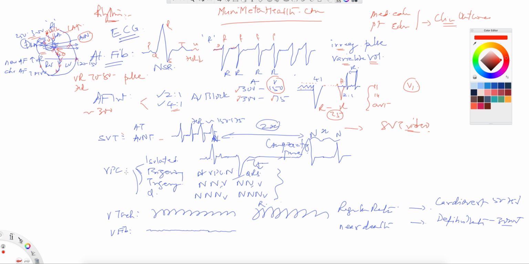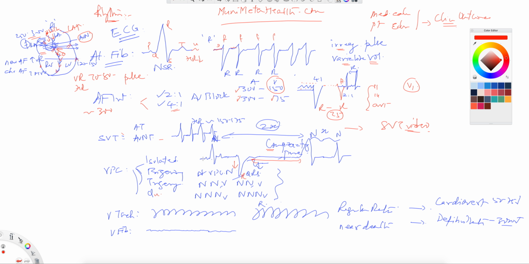Now more in detail. VPCs could be isolated, or they could be in bigeminy, that means every other beat, trigeminy, every third beat, and quadrigeminy, if you will, every fourth beat. So there will be a normal beat followed by a VPC right here. You see that that's a VPC, and the axis is in the opposite direction, if you will. The P wave is sometimes buried within the QRS, followed by a compensatory pause, and this is your compensatory pause.